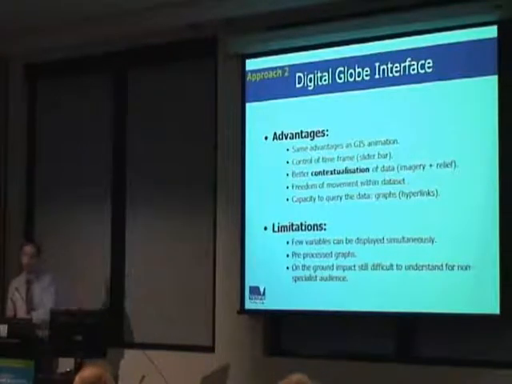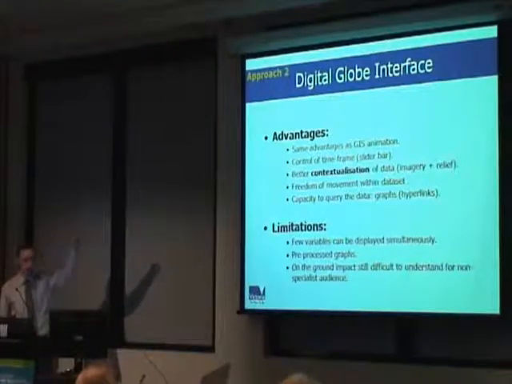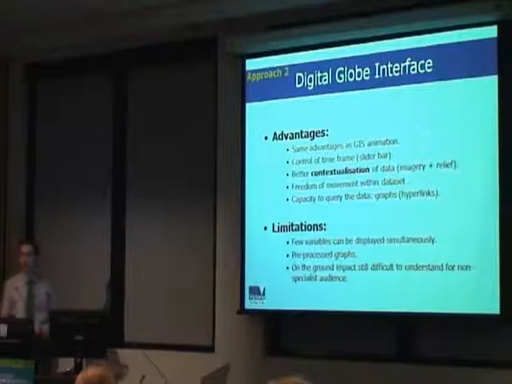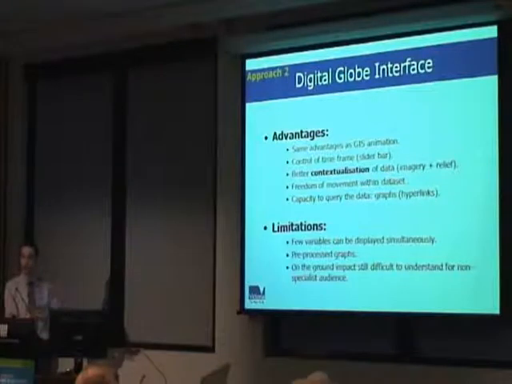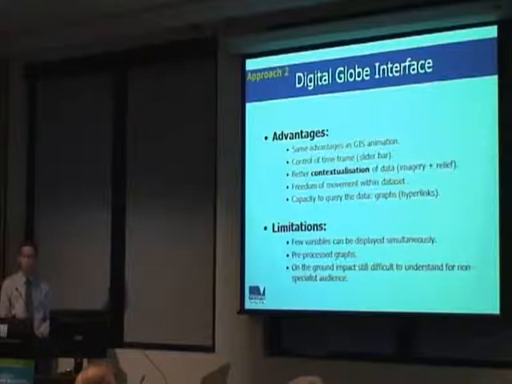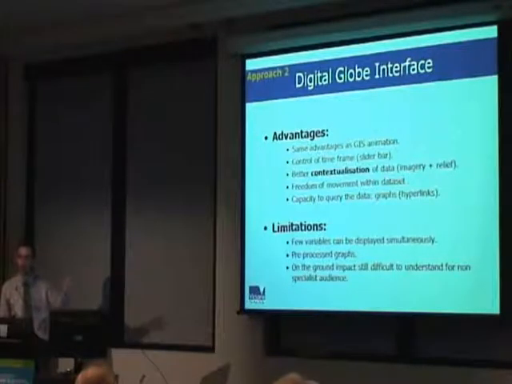The advantages of this interface are pretty much all the advantages that you had in this GIS animation, which can be translated over to Google. You have control of the time frame through this slider bar. It's much easier to get data contextualization because the digital globe already provides you with the digital elevation model and the aerial imagery. You could also drape whatever imagery you like. You have freedom of movement, so you can look at the data set from any angle or any place. And you have the capacity to create data through this hyperlink, but you have to pre-process everything, so there's no real live link read at this stage.